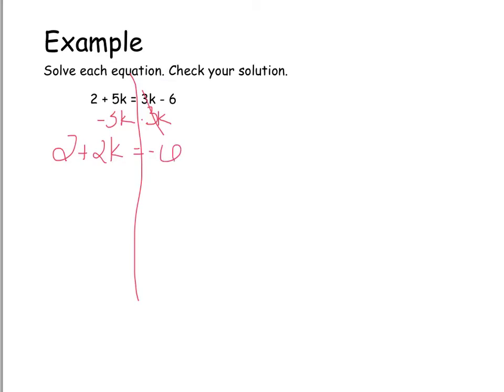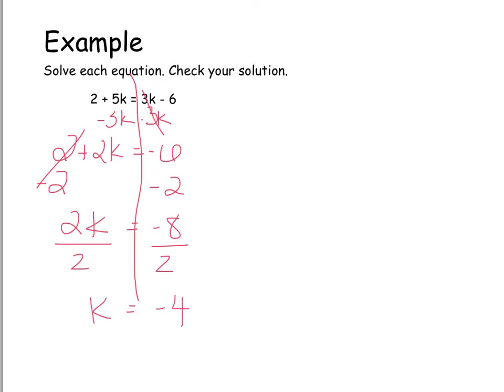Now I'm going to solve this like a two-step equation. I need to get k by itself, so I'm going to subtract 2 from both sides. And I have 2k equals negative 8. And then divide by 2, and k equals negative 4.